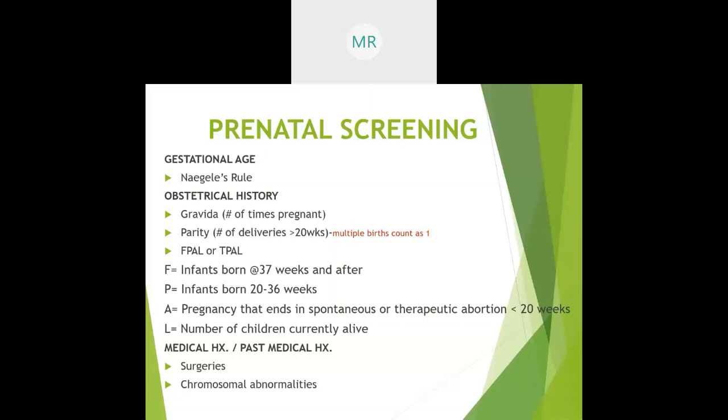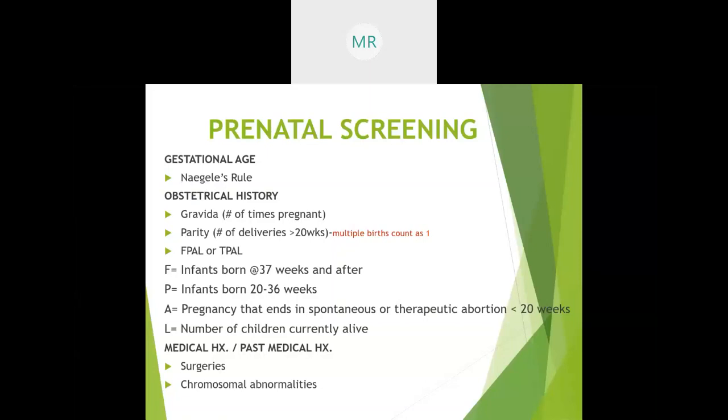Don't forget to change the year because November was last year. For this example, November was last year in 2019, and then August now. So this mama's expected date of delivery would be August 14th, 2020.